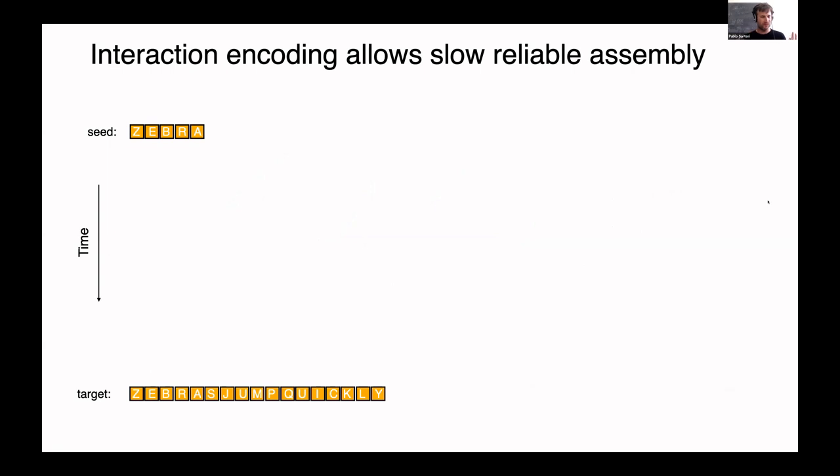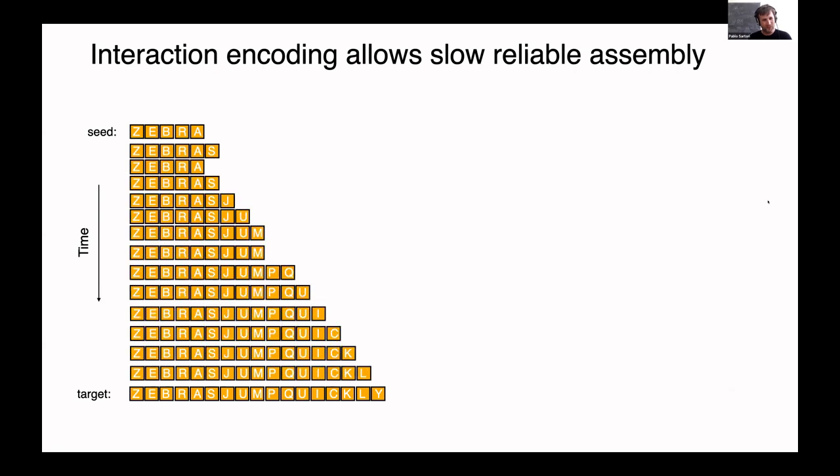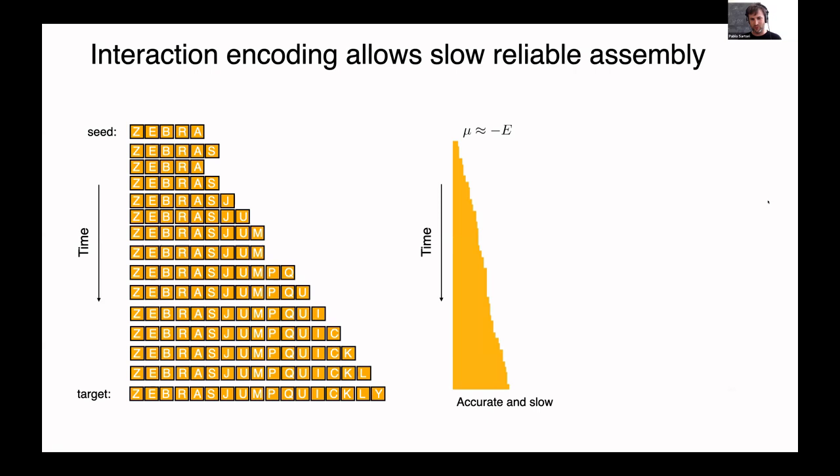Okay, so let's test it, right? When the assembly is very easy, we have a seed, which can be, for example, the word zebra, and we have a target, which is "the zebras jump quickly," which happens to only use each letter once. And over time, what you expect is that this polymer grows and assembles this information, right? Which you've encoded in the binding energy of the components. Okay, you can do actual simulations of this. And indeed, this will give you a very accurate assembly when the chemical potential is very similar to the binding energy. But this assembly process will be quite slow.